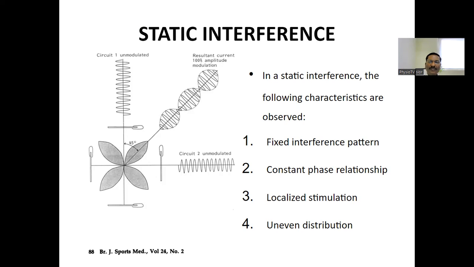Then there is a constant phase relationship, as it is static interference. There is localized stimulation, in the sense that there is going to be an area where the treatment is maximum. And there is uneven distribution, because only some area is getting modulated and stimulated, and some area is not treated. That's why we use static interference only when we know the exact location of the pain.